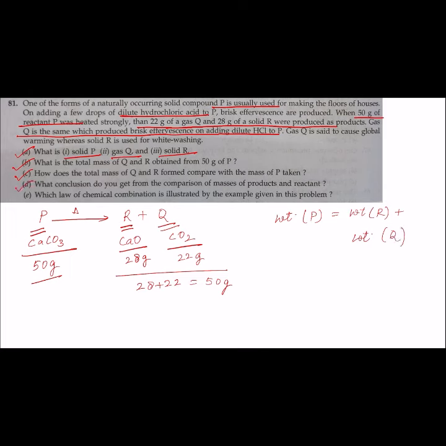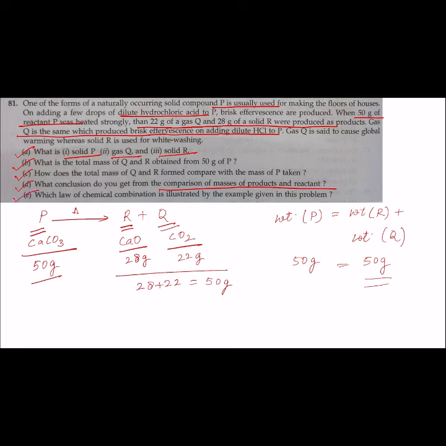D part. What conclusion do you get from the comparison of masses of products and reactants? Now, mass of products is 50 gram. This is the total mass of product formed, and mass of reactant is 50 gram. So, from the comparison of masses of product and reactant, we can say that the mass of product is the same as that of the mass of reactants.